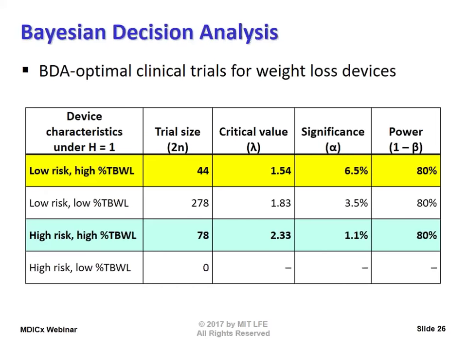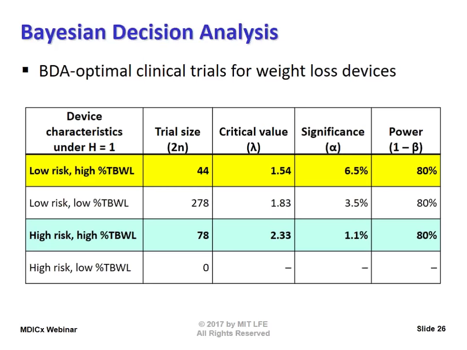Now, when we run the model with these parameters, we find that for the very promising, potentially breakthrough therapy, the optimal significance level is set to 6.5%, which is higher than the conventional level of 5%. This makes sense because in this case, the harm caused by a type 1 error of false approval, at least from the patient perspective, is relatively small.